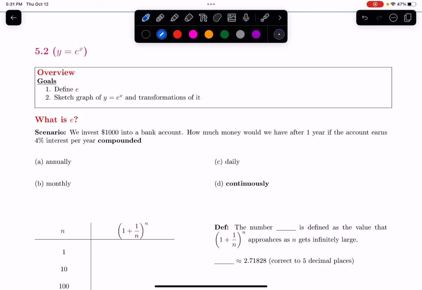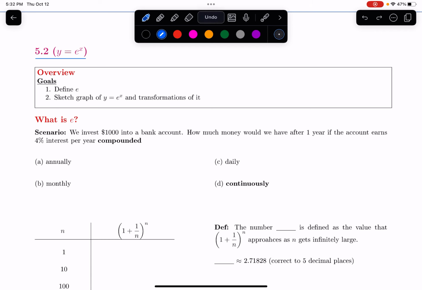In this video, we're starting section 5.2 on a special type of exponential function, which is y equals e to the x power. Our goals for this section are first, we'll define what e is, and then sketching the graph of y equals e to the x and transformations of it, so when it gets shifted and when it gets reflected. All right, in this video, I want to focus on answering the question, well, what is e?